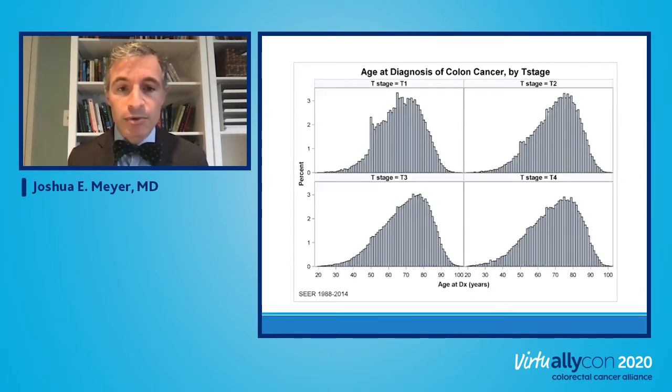Here, I'm showing you the age distribution of patients with colon cancer, divided up by T stage. We have the T1 tumors on the upper left, and then T4 tumors down in the lower right corner. What you can see is that there is a sizable percentage of patients who are young, who are diagnosed with this cancer in all stages. You can also see that there is a particular uptick in the diagnosis, especially in T1 and T2 stages, at the age of 50, which has been the recommended age to begin colorectal cancer screening for average risk adults.